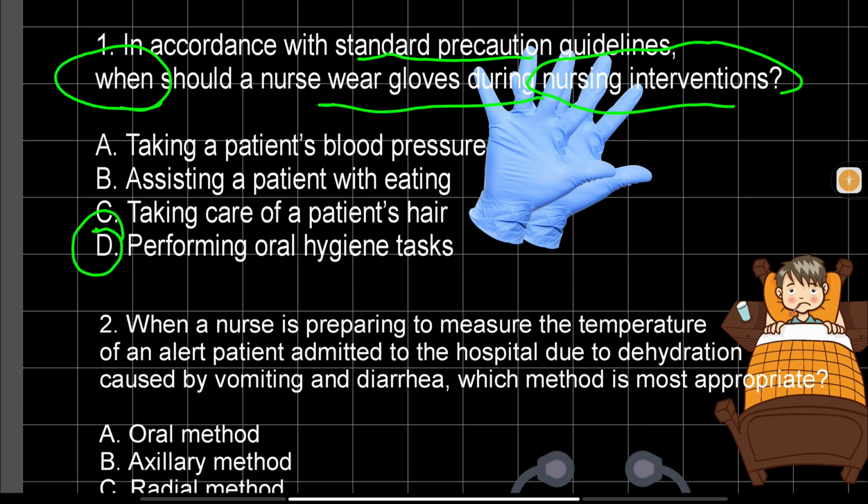Standard precautions are designed to protect healthcare workers and patients from the spread of infection. In accordance with these guidelines, a nurse should wear gloves when performing oral hygiene tasks. This is because oral hygiene tasks may involve contact with the patient's saliva, blood, or mucous membranes, which could potentially transmit pathogens.